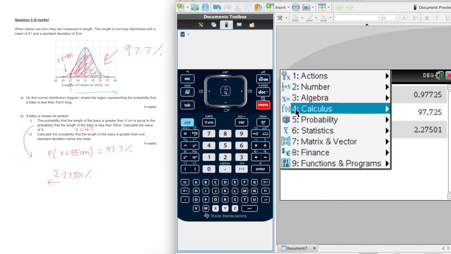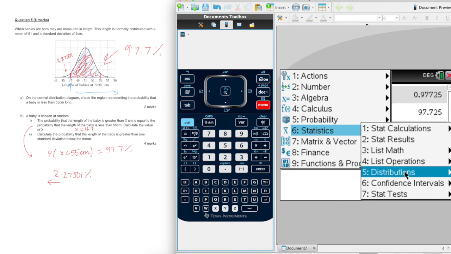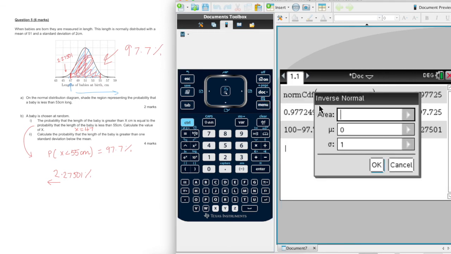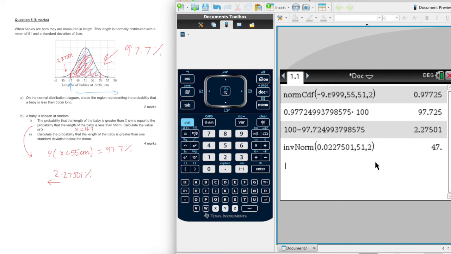So I'm now going to do menu, statistics, distributions, inverse normal, and the area to that side is 0.02275001. The mean we know is 51. The standard deviation is 2. And therefore we get the value of 47. So we now know that X, this value I was trying to find, is equal to 47. So you can either do it on the GDC or by hand.